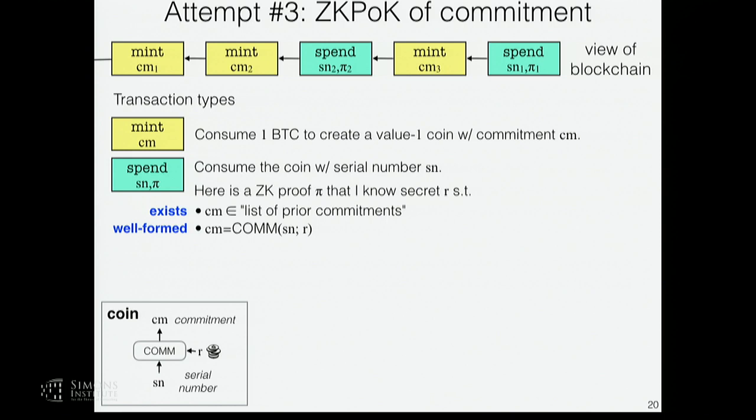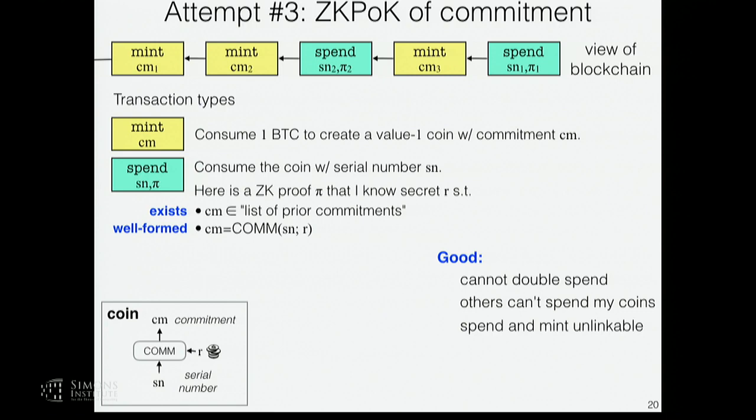I'm proving to you that the coin whose serial number I'm revealing belongs to the set of all coin commitments so far, but I'm not telling you which. So what's good here is that we still cannot double spend because we're revealing serial numbers. People still cannot spend my coins because I have the secrets and other people don't. But now, crucially, spend and mint are unlinkable. Okay, that's very important. Whenever I see a spend, all I see is just some random number and a proof that tells me that somebody has spent some coin that was created in the past.